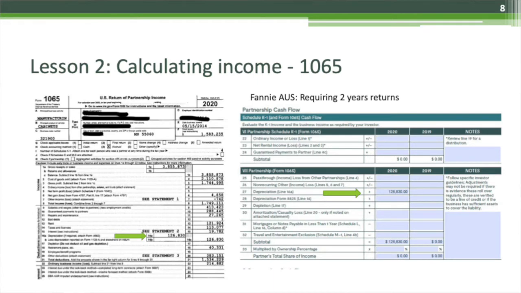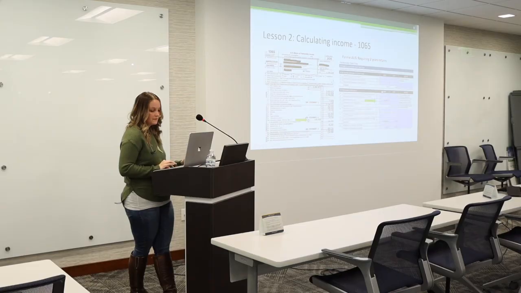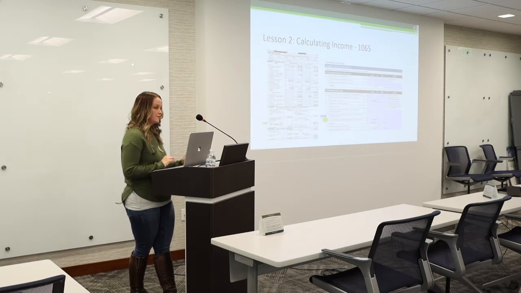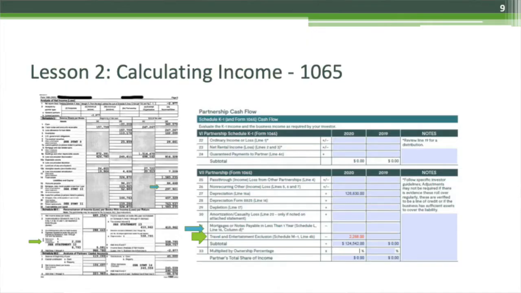And then on the next one, this is on the next slide, in the next pages. So with business returns, they look like a lot, but there's only a few pages that you would actually need to review when reviewing the income. So now we're going to go down to amortization and casualty loss. It says it was line 20. But that's only if amortization is specifically noted, which I'll show you on a different page where it would be noted.